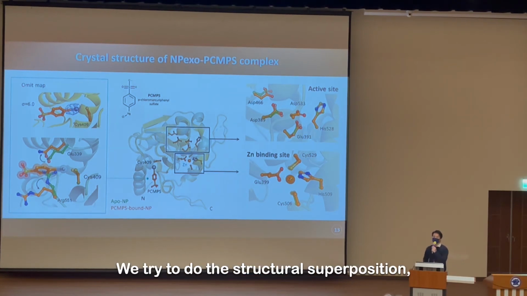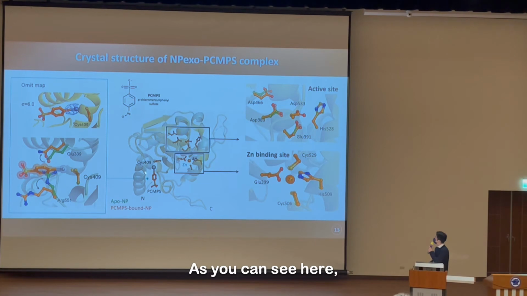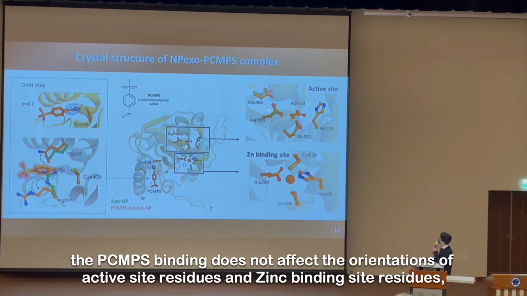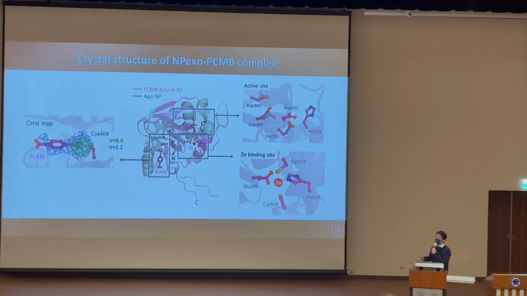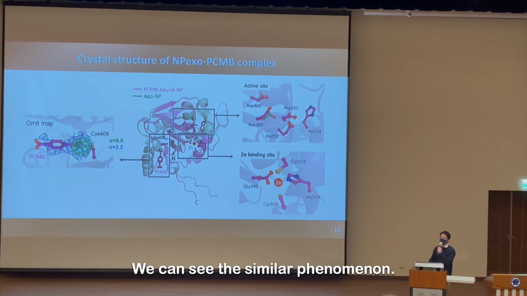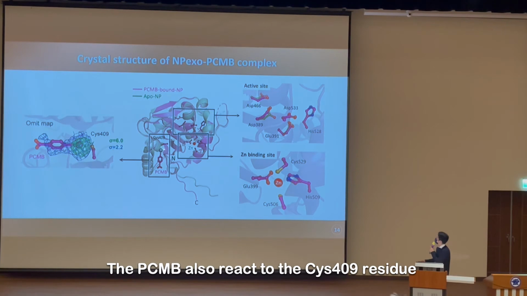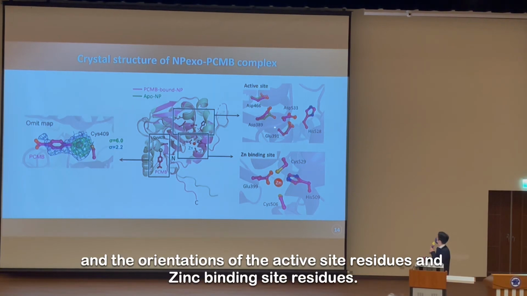And we tried to do the structure superposition. The yellow one is the complex structure, and the green one is the apo structure. As you can see here, the PCMPS binding does not affect the orientation of the active site residues and the ligand binding site residues, and also does not affect the overall structure of NPexo. And in another complex structure, the structure of the NPexo PCMB complex, PCMB is another TCI, we can see a similar phenomenon. PCMB also reacts with the cysteine 409 residue, and also does not affect the overall structure and the orientation of the active site residues and zinc binding site residues.